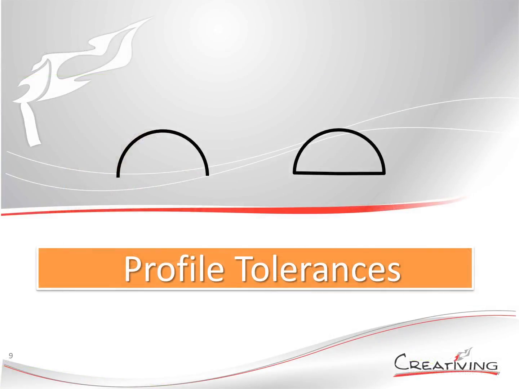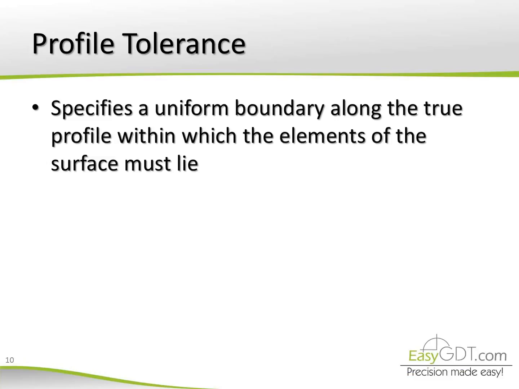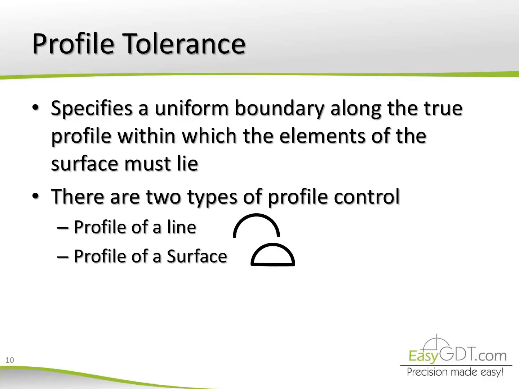Now let's talk about profile tolerances. A profile tolerance specifies a uniform boundary along the true profile within which the elements of the surface must lie. There are two types of profile control: profile of a line and profile of a surface.